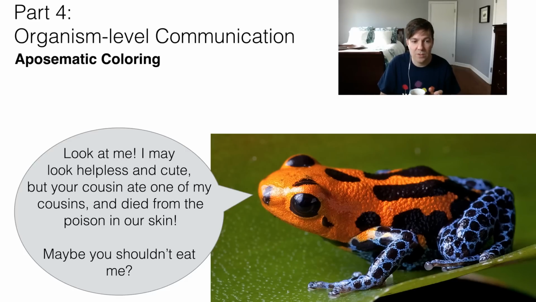So, poison dart frog. Things that are poisonous are often very brightly colored to advertise to predators that they shouldn't be eaten, right? This went very badly last time, okay?